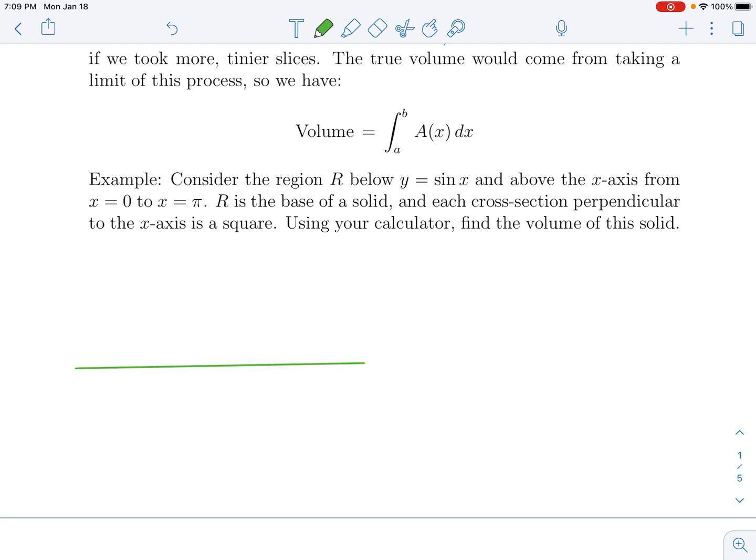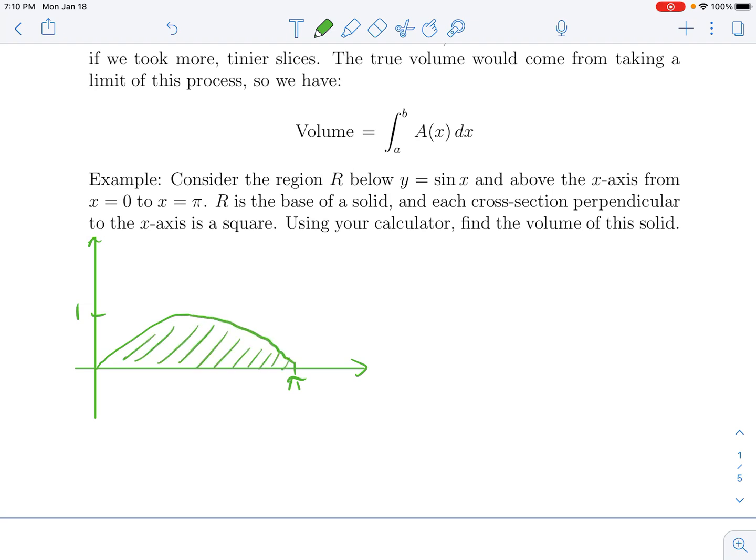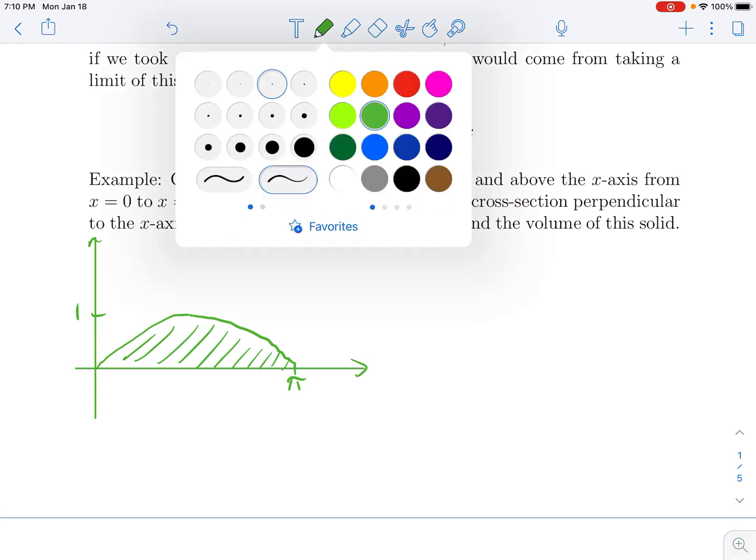Okay, so here we go. Here's y, here's x. Here's pi, here's 1. The graph of sine would do something like so. So R is that region. And we're going to think of this as the base of a three-dimensional solid. So actually think of your piece of paper or your screen as the bottom, and imagine that we have something coming up from that. That this thing in green is the bottom of something. And it says each cross-section perpendicular to the x-axis is a square.